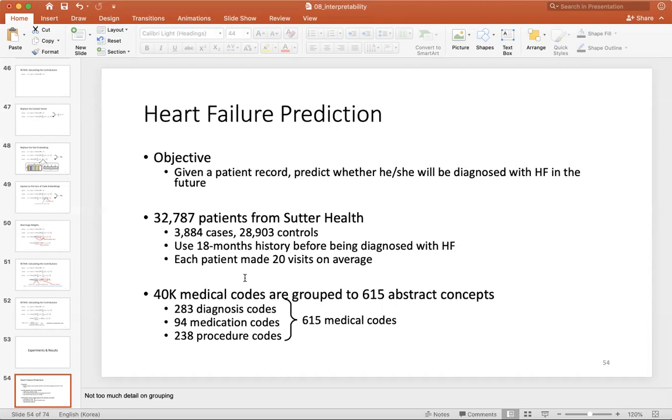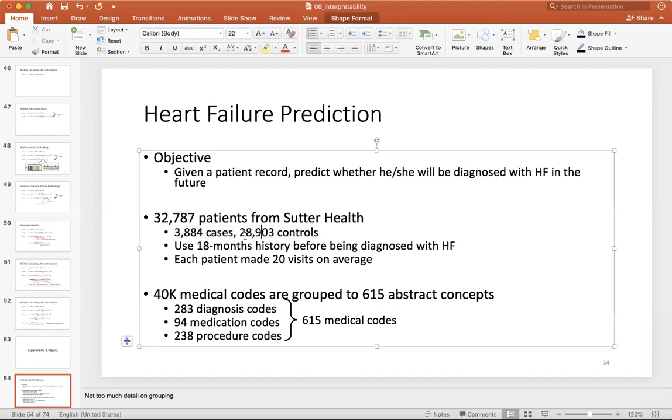33,000 patients from Sutter Health, and 4,000 of them were cases, 30,000 of them were controls. Cases are the patients who did actually have heart failure, and controls are the patients who did not have heart failure. So it's like a case group and a control group.